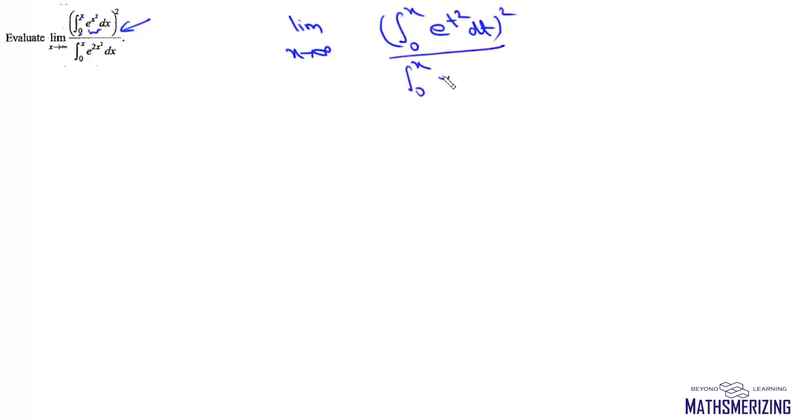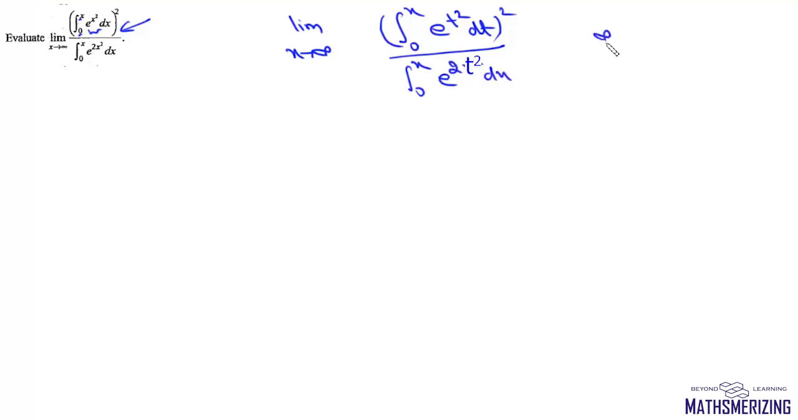Now here the question is, evaluate this limit x tends to infinity, this integral from 0 to x e to the power x square dx whole square upon integral 0 to x e to the power 2x square dx. Now I've taken this question from a standard textbook, so I think this question actually should be, we have to evaluate this limit x tends to infinity, this integral from 0 to x, and it should be e to the power t square dt, whole square, upon integral 0 to x e to the power 2t square dt.